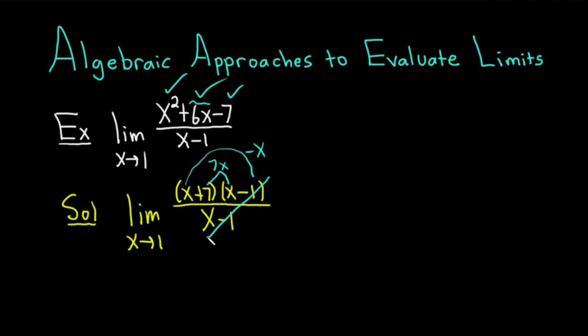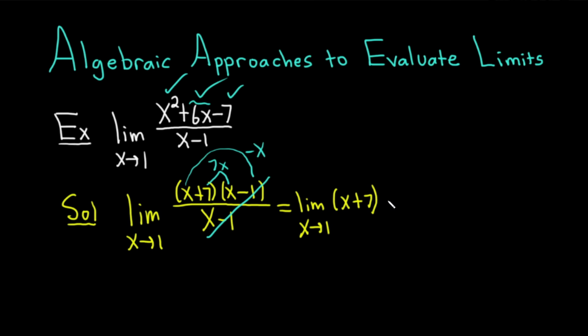Even better, the x minus 1 cancels, so this is now going to be equal to the limit, and again, notice I'm writing the limit sign again, very important, as x approaches 1, and then we're left with parentheses x plus 7. Again, I can't emphasize that enough. It's a very common mistake for people to forget to write the limit sign.